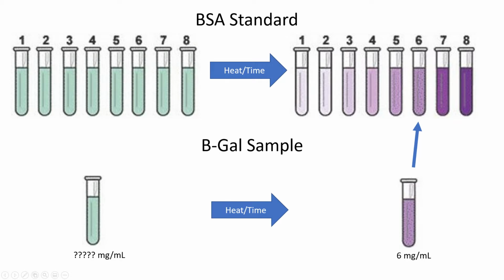We would also do the same thing with our beta-gal sample, and remember, we don't know what the concentration of this sample is. By heating up our tubes for maybe 10-15 minutes, we will get some kind of color change, and we're able to compare our sample to the standards that we have previously set up, and we're able to determine that our protein concentration may be 6 mg per ml based off of how similar the colors may be.